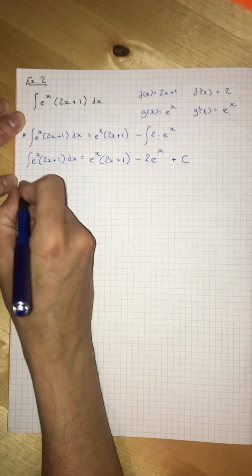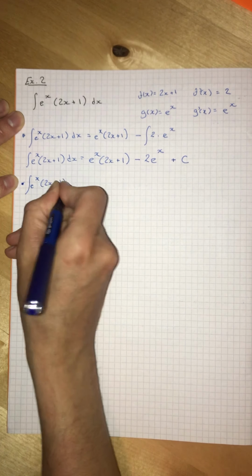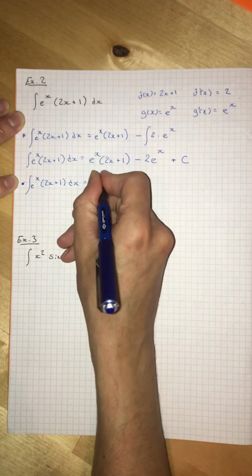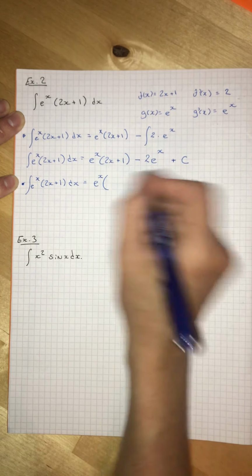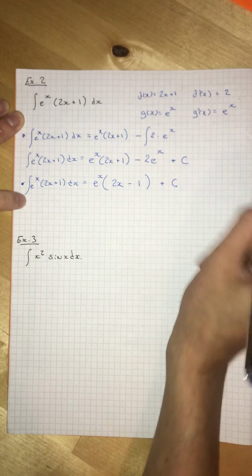And if we really wanted to simplify it further, we can take out the common factor of e to the x, leaving 2x plus 1 minus 2, which will just be e to the x times 2x minus 1, plus c.